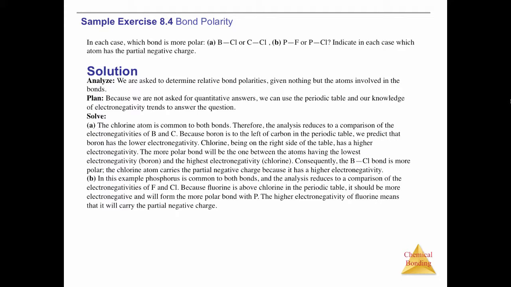In example B, phosphorus is common to both bonds, and the analysis reduces to a comparison of the electronegativities of fluorine and chlorine. Because fluorine is above chlorine on the periodic table, it should be more electronegative and will form the more polar bond with phosphorus. The higher electronegativity of fluorine means that it will carry the partial negative charge.